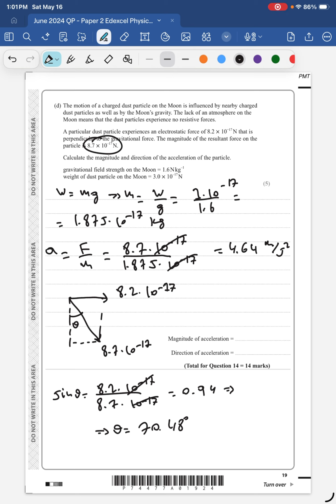So this was question 14, and we are ready for the last problem in this section B of this paper. So let's start.